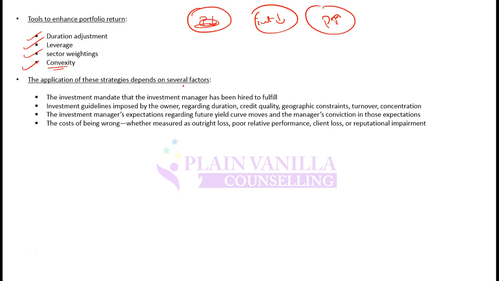Application of these strategies depends on several factors. That is investment mandate. You should be allowed to do all of this. If you are restricted from using any tool, then you cannot use it. Investment guidelines imposed by the owner regarding duration, credit quality, geographic constraints, turnover, concentration. Investment managers' expectations regarding future yield curve moves. So if you expect that yields or interest rates will go up, then you may want to reduce duration. If you expect rates to go down, you may want to increase the duration.